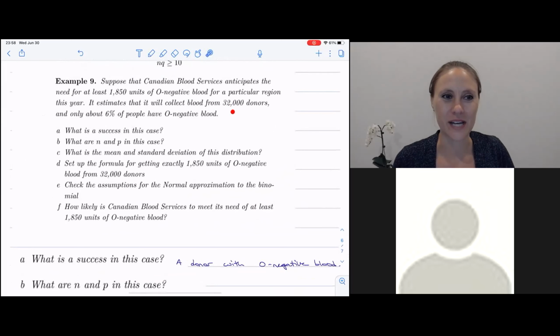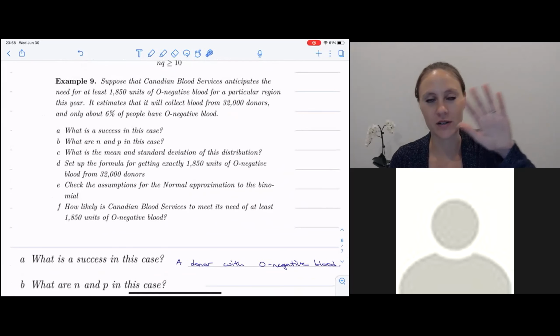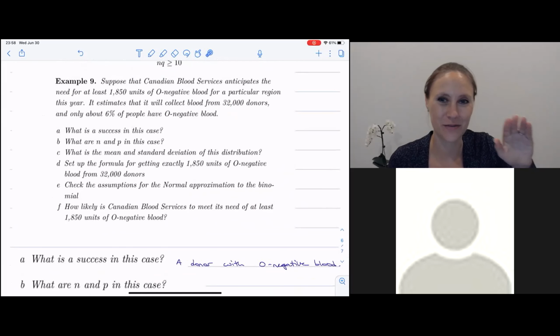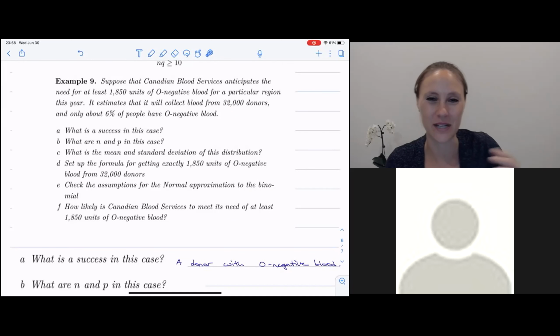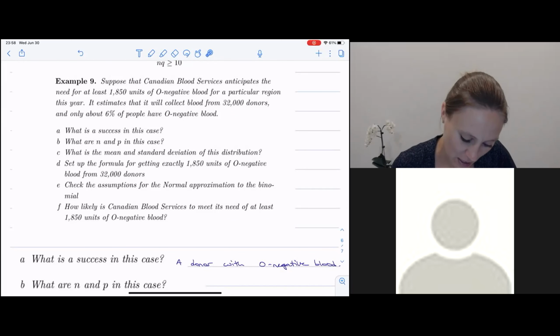Imagine making that tree diagram. No, thank you. Right. First person, O negative, not O negative. Second person, O negative, not O negative. O negative, not O negative. Right. Ugh, gross.